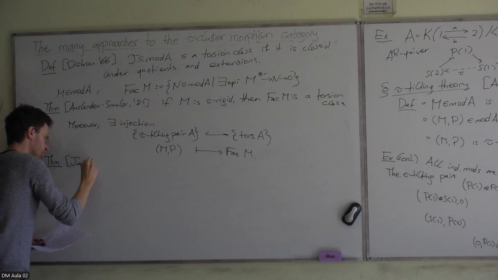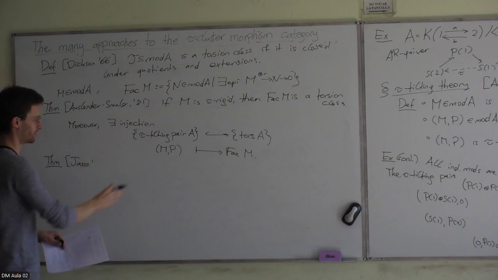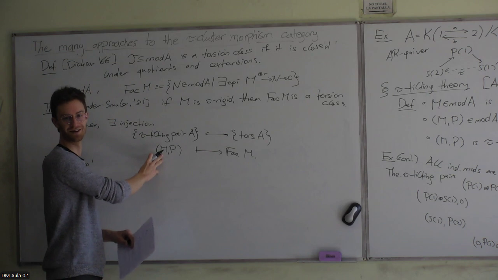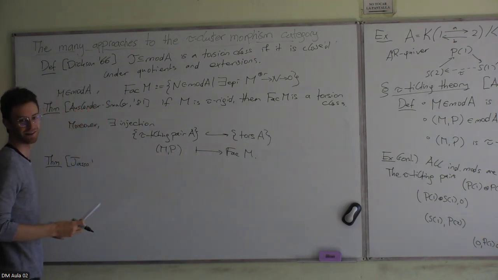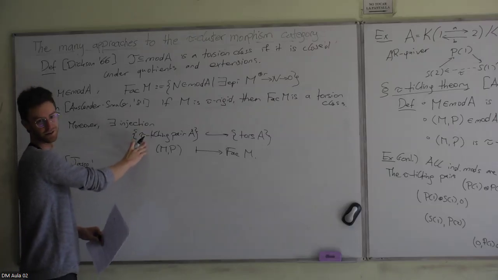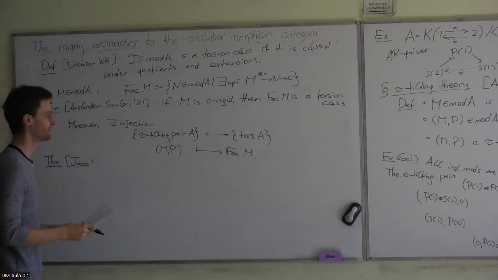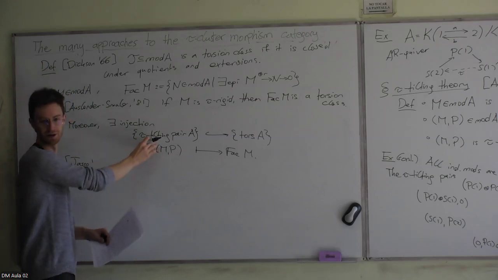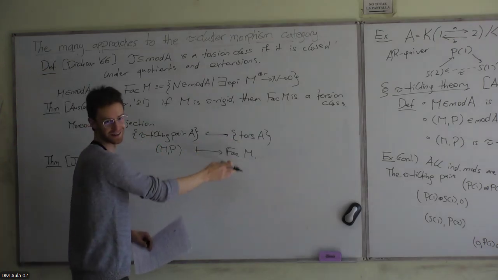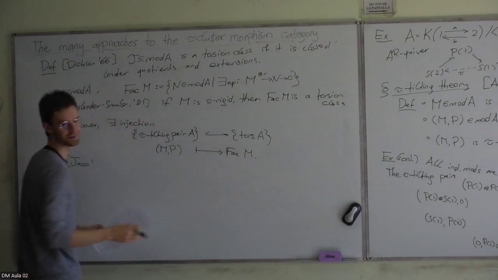So wait, this is an injection. Because different choices of M give different torsion classes if it's a tau tilting pair. Not in general for tau rigid, but for tau tilting. Yeah, so this is somehow one half of that injection between this and functorially finite ones, right? Which are exactly those of this problem.